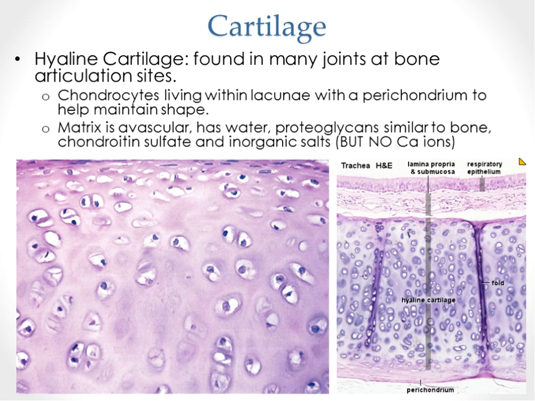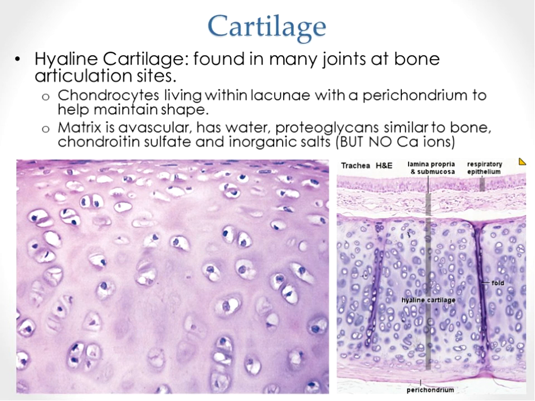Now, for a review of hyaline cartilage, when we look at cartilage tissue, we call the cells residing in cartilage chondrocytes. Chondrocytes are going to live in a little bit of a protective barrier chamber, and that barrier chamber protection is known as the lacunae.